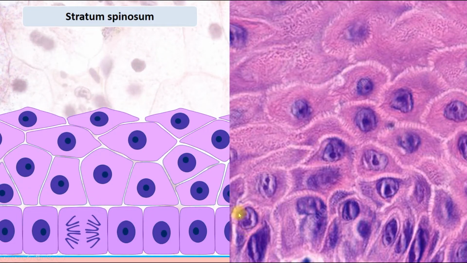Next layer of epidermis is stratum spinosum. Here we can see this layer, and it includes hexagonal, polygonal cells, cells with different shapes, and they are a transition from columnar, from cuboidal cells of stratum basale to flattened cells of superficial layers. It's stratum spinosum.